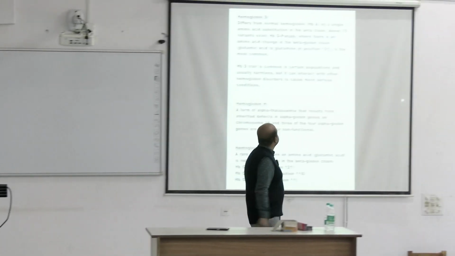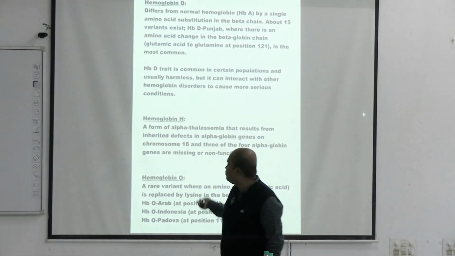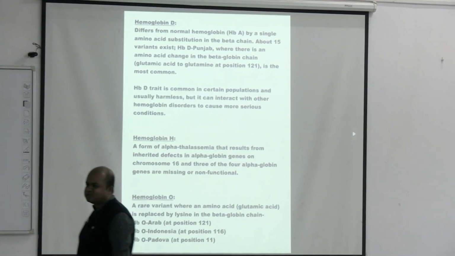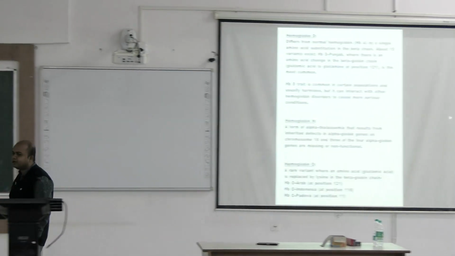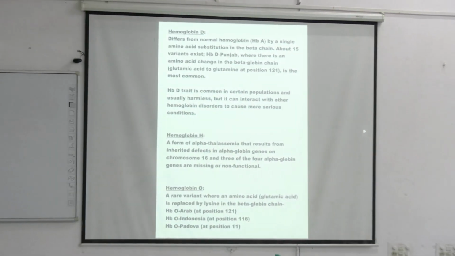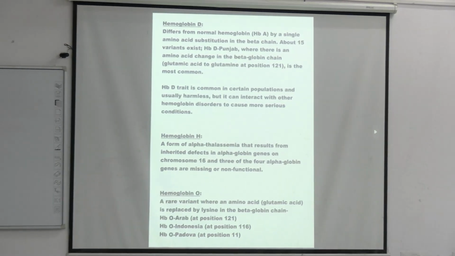Hemoglobin D is glutamic acid to glutamine at position 121. Hemoglobin O and these others are probably not likely to be set in exams, but if someone sets MCQs, these are relevant; otherwise they are not very relevant.